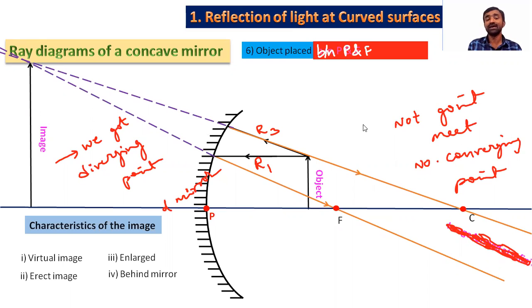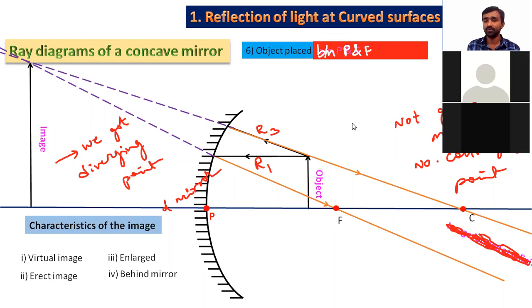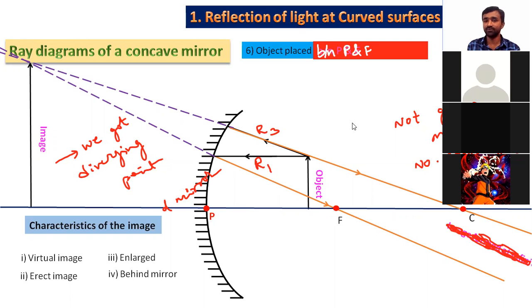Nothing. So that's why I said behind the mirror. So these are the characteristics of the image. With these, the ray diagrams of concave mirror are completed. Any confusion in any ray diagram? If nothing, just give me your quick reaction.